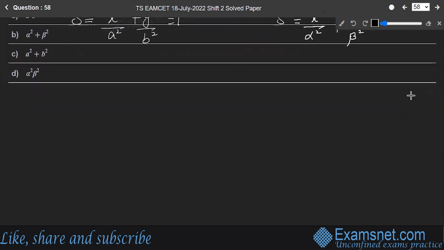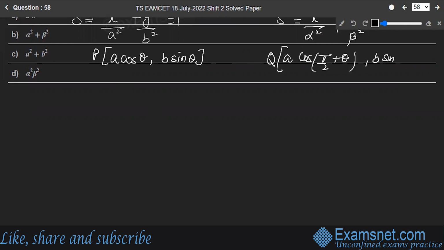Now, P is given by a cos theta, b sin theta, and Q is given by a cos pi by 2 plus theta, b sin pi by 2 plus theta. So, you know, cos pi by 2 plus theta is actually equal to minus sin theta. So minus a sin theta, and sin pi by 2 plus theta is b cos theta. These are the coordinates of P and Q.